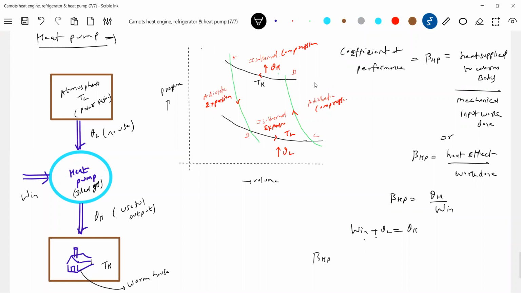So beta HP equals QH by the modulus, and again as usual we'll take the mod, because Q negative will not be there. So to avoid that negative sign, we'll go for mod. There's a generalized formula for the coefficient of performance. I think I can write the same thing directly. If you want to derive it, it is TH minus TL, where TL is the temperature of the cold body. So the coefficient of performance of the heat pump is given by this particular formula. All the temperatures are in the Kelvin scale. Very, very important. You have to remember here.